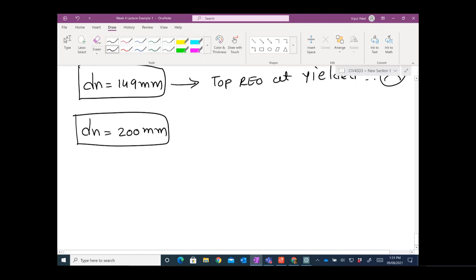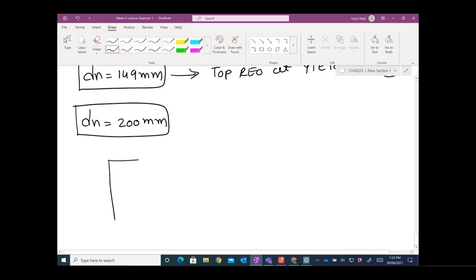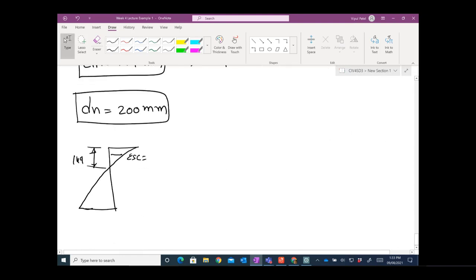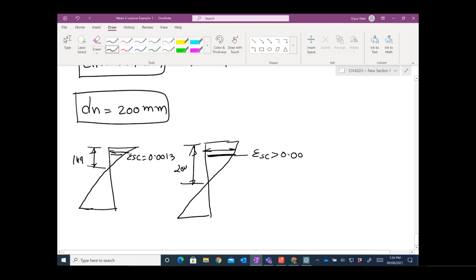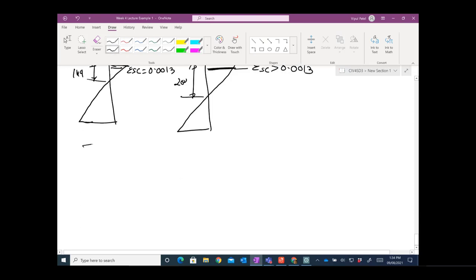So let me draw it up here clearly. Let's say you have this DN value here, let's say 149, and let's say this is ESC. We calculate ESC as 0.0013. Now if I just increase that DN somehow, let's say you put it here as 200, then your strain value, you can see this distance and this distance, is going to be more than 0.0013. So the strain basically is going to increase. So let's try DN equal to 200 millimeters.